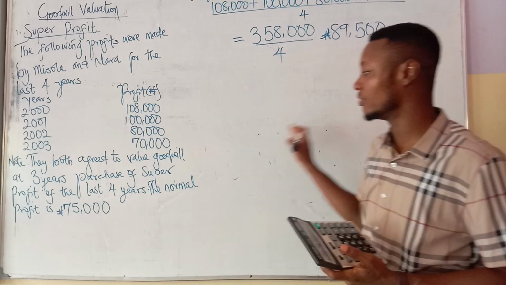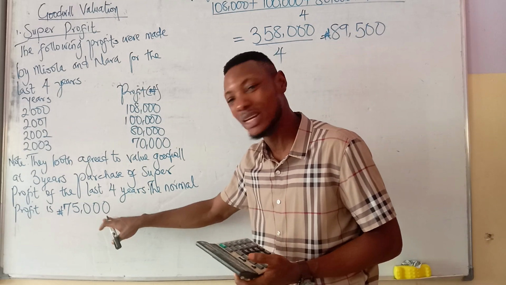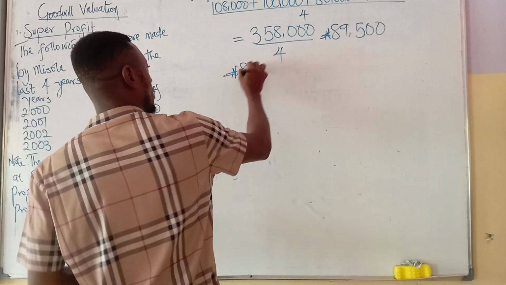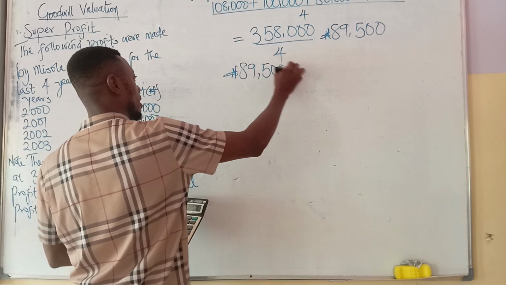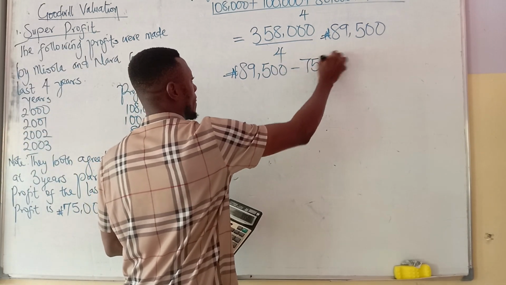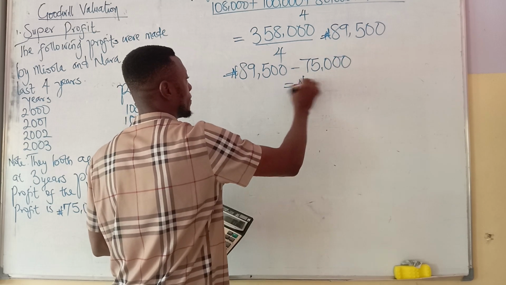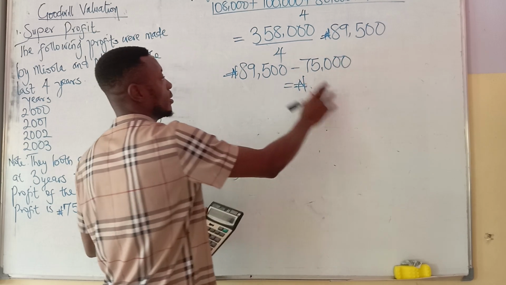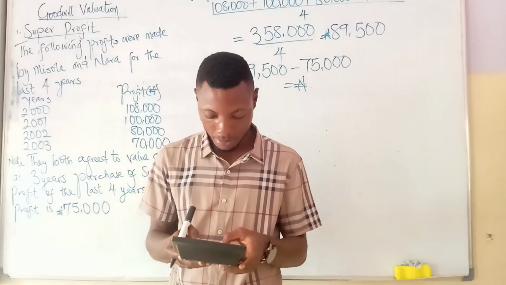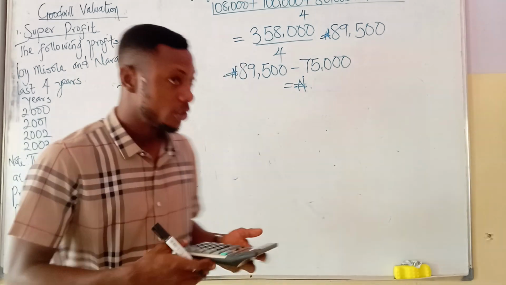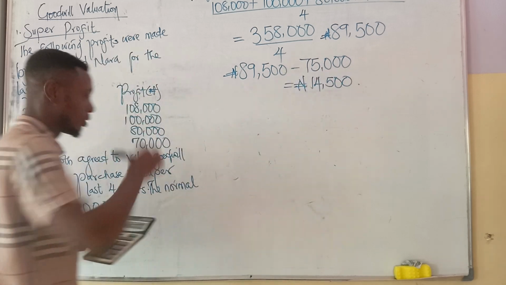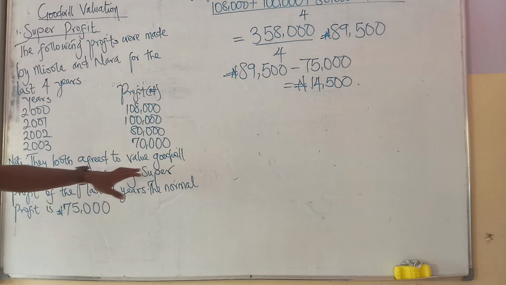Now that we've gotten our simple average, we are going to subtract the normal profit from it. So we have 89,500 minus our normal profit, which is 75,000. Which will give me what? 89,500 minus 75,000 will give me 14,500.